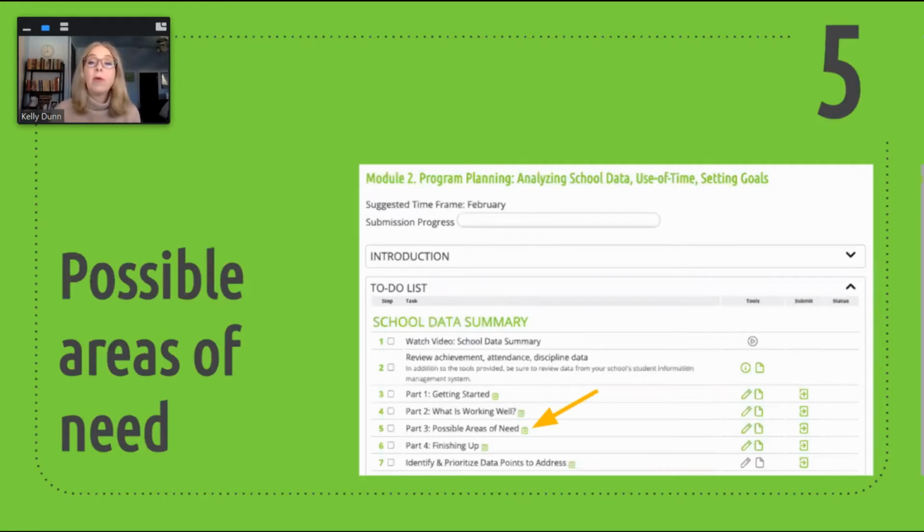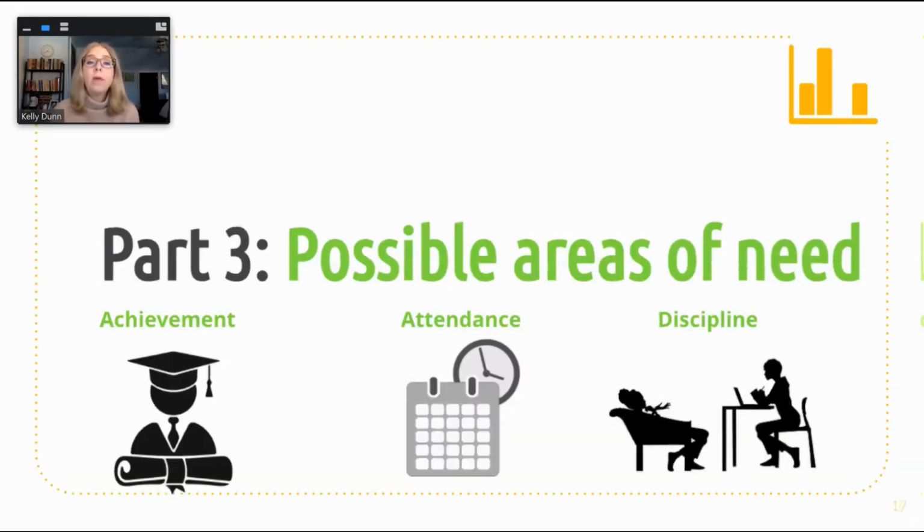Next, we'll look at some possible areas of need according to your school data reports. What are some possible areas of need according to your school data reports for achievement, for attendance, and for discipline? Again, make sure to look at disaggregated data for discrepancies by student subgroups or categories. Subgroup gaps could be by race or ethnicity, grade, gender, socioeconomic status. Also, consider your school's demographic makeup. Use this information to compare data for specific student subgroups.